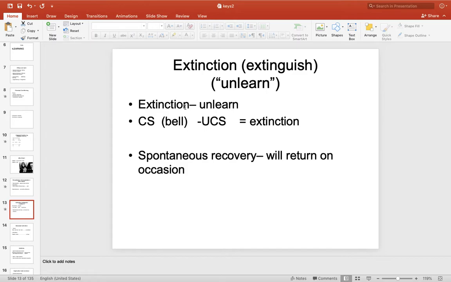And so what happens with this is that if you present the conditioned stimulus, the learned stimulus, the bell, over and over again without the unconditioned stimulus, bell, bell, bell, bell, bell, bell, no food. After a while, it can be unlearned. That's called extinction. But it might pop up every once in a while. That's called spontaneous recovery. So every once in a while, that bell is going to make that dog think about that.